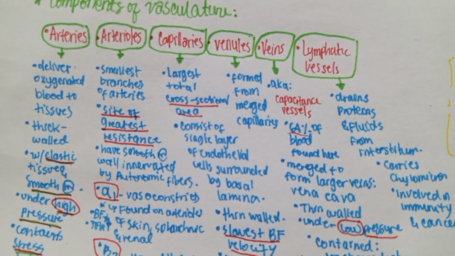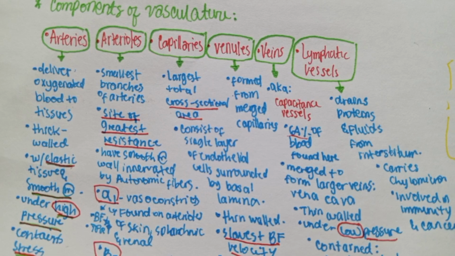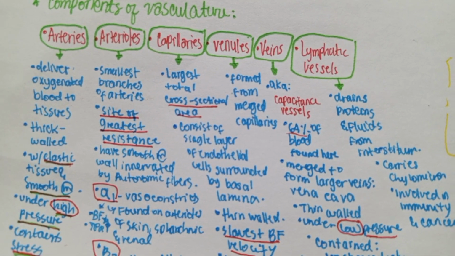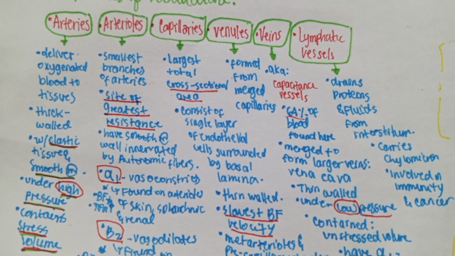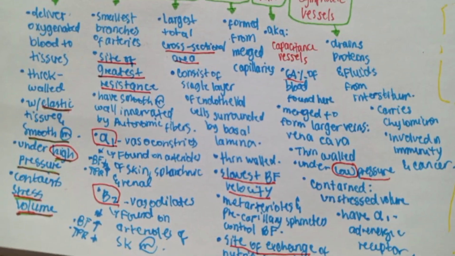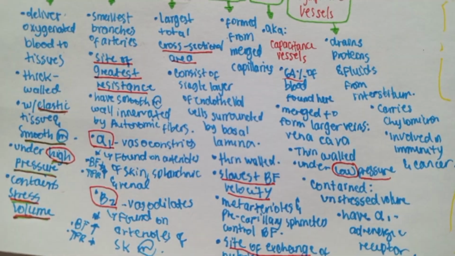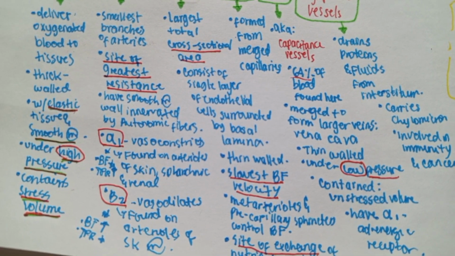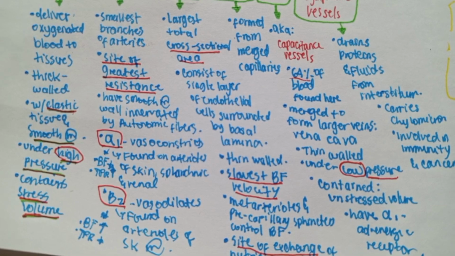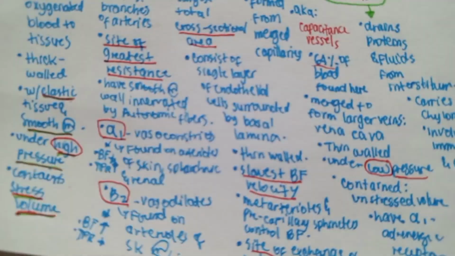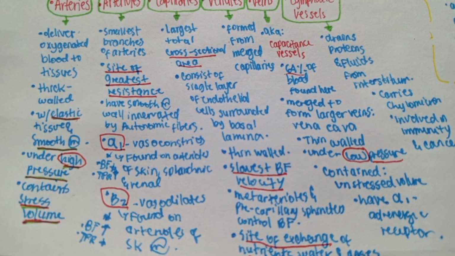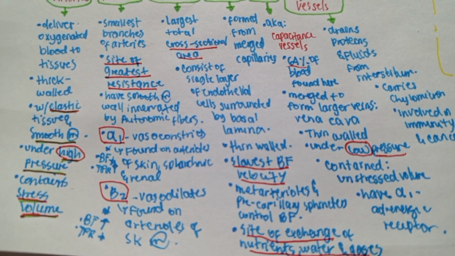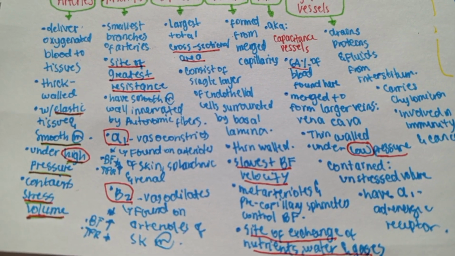This is the smallest branches of the arteries, and this is the site of greatest resistance, and it has a smooth muscle wall innervated by autonomic fibers. So there's alpha 1 and beta 2. So the alpha 1 vasoconstricts, and it is found in arterioles. So the blood flow here decreases, and the TPR increases. And this alpha-1 receptor is found on arterioles of the skin, in the splanchnic and renals.